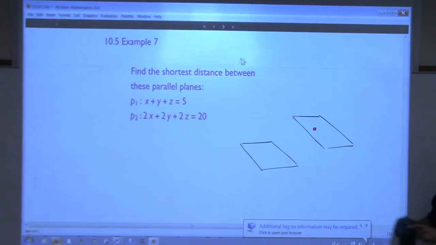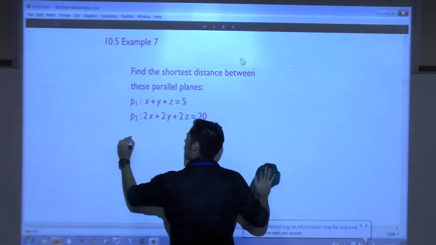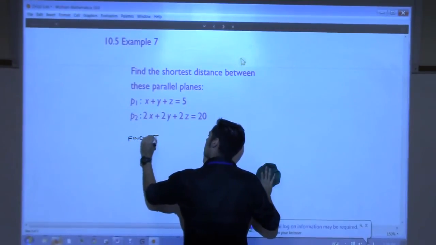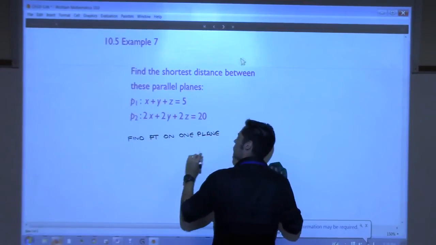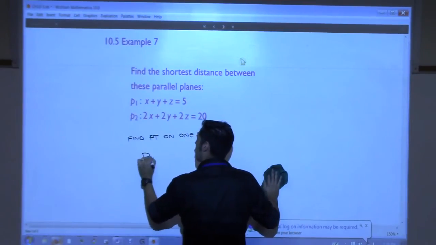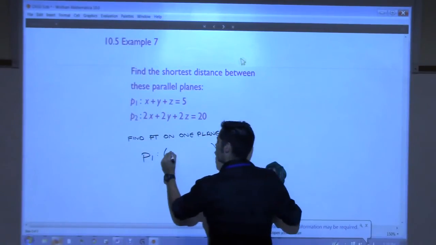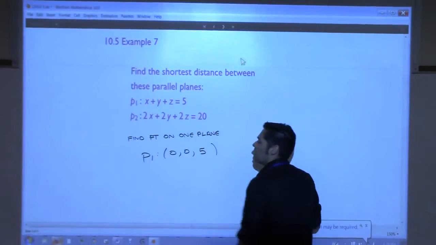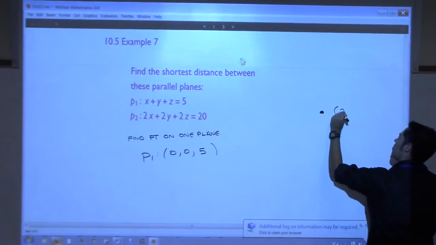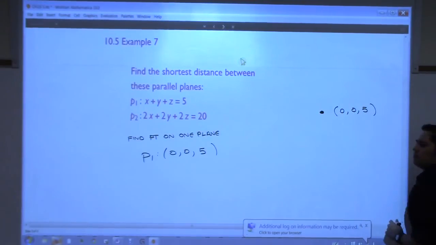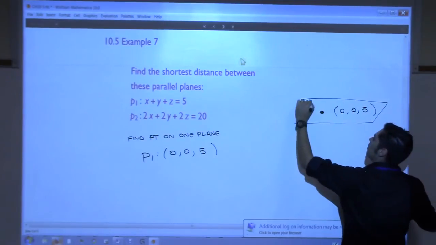is to find a point on one of the planes. So we're going to find a point on one plane. And how about on plane 1? Give me a point that lives on plane 1. I think you said 0, 0, 5. Everyone agree that point lives on plane 1? So picture-wise, I have a point here, 0, 0, 5, right? That lives on this plane, this first plane, which is up here somewhere. There it is, okay?